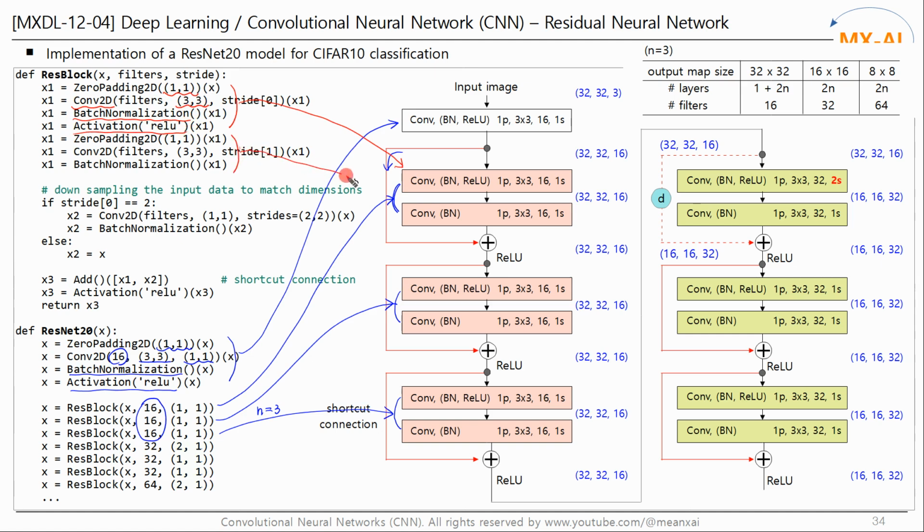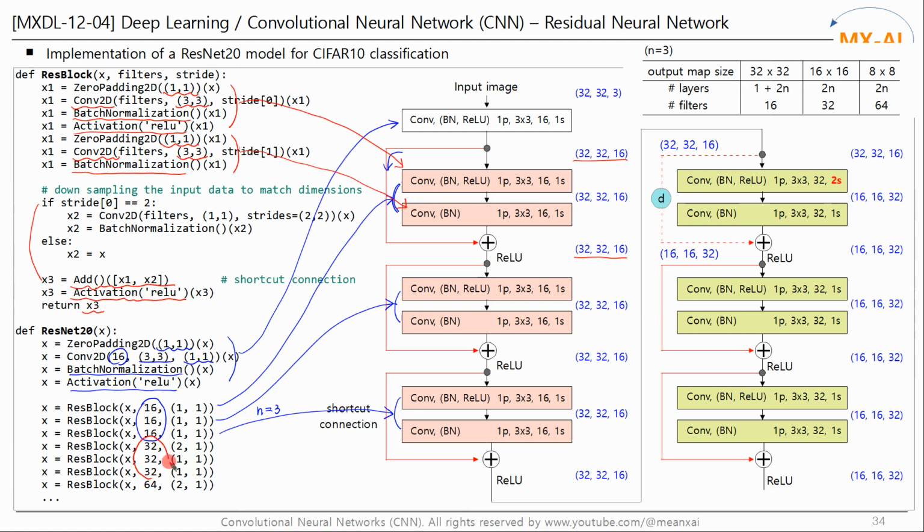This code creates the second convolutional layer. Here we also add a 1 by 1 padding to the input data and add a convolution layer with 3 by 3 kernels. Batch normalization is performed, but ReLU activation is not performed. This is the code that configures the shortcut connection. In this case, the input size and output size are the same, so we can just add them. Finally, we perform ReLU activation and return the result.